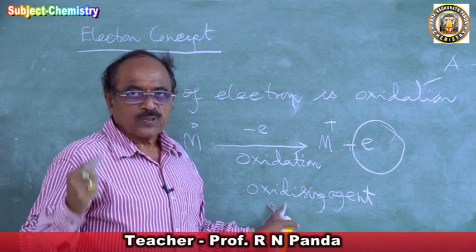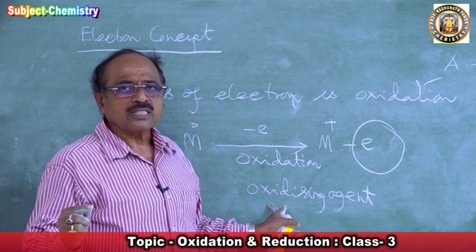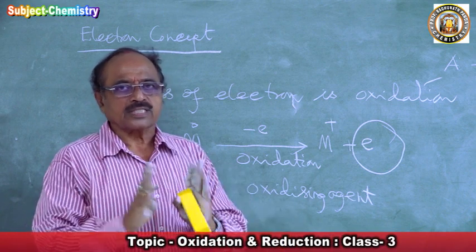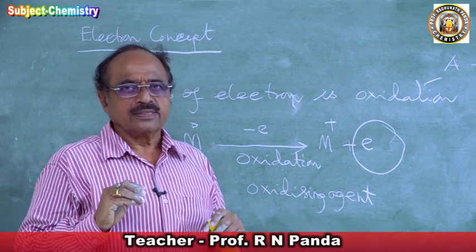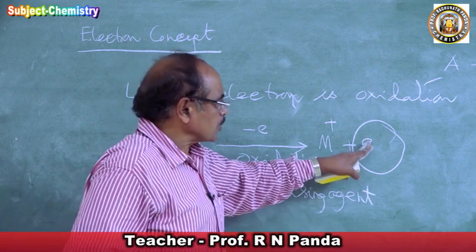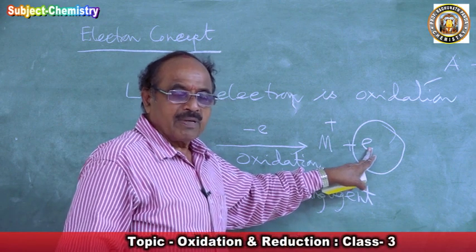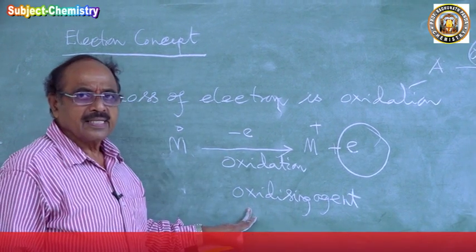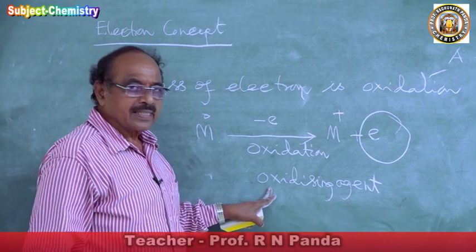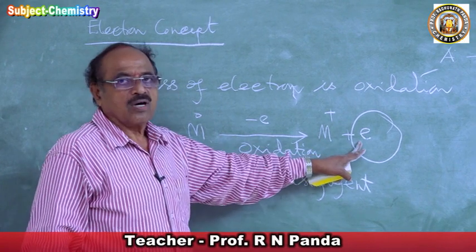Oxidation is a process which involves loss of electron. This is oxidation. The oxidizing agent brings out oxidation. So the electron lost will be taken by whom? By the oxidizing agent. So an oxidizing agent is one who can accept electron.